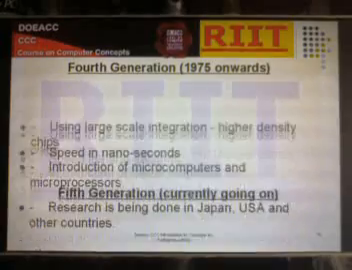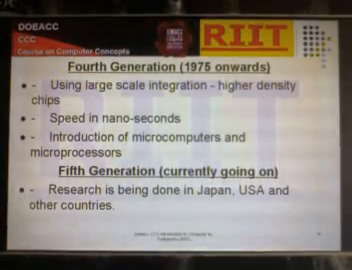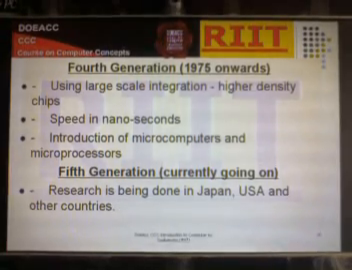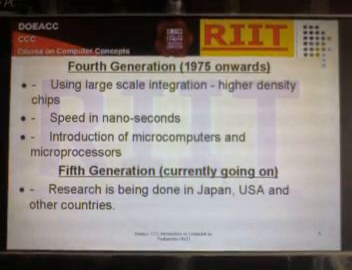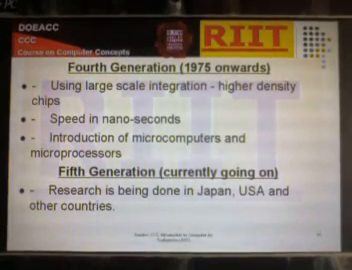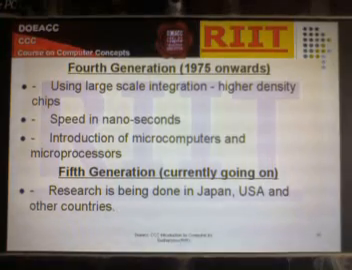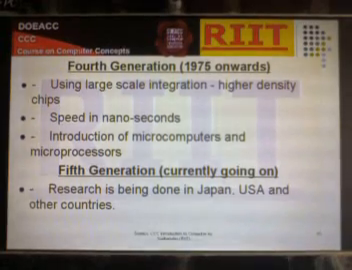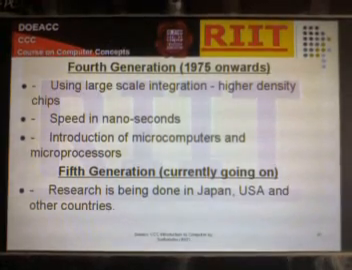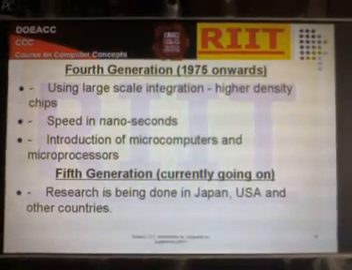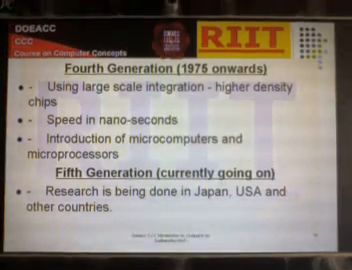Fourth generation, 1975 to 1994: used large scale integration, high density chips, speed in nanoseconds, introduction of microcomputers and microprocessors. Fifth generation, currently going on. Research is being done in Japan, USA and other countries.